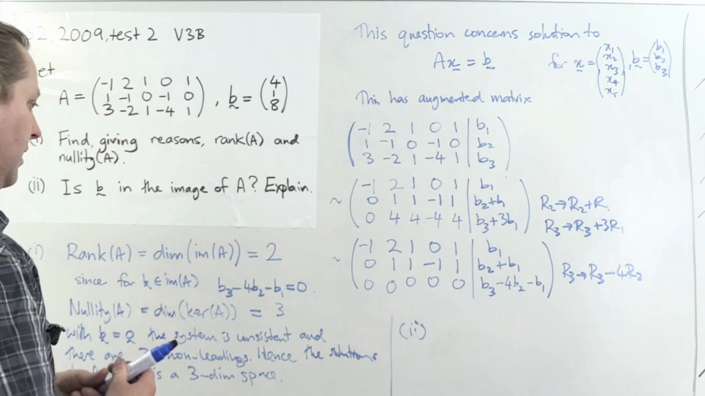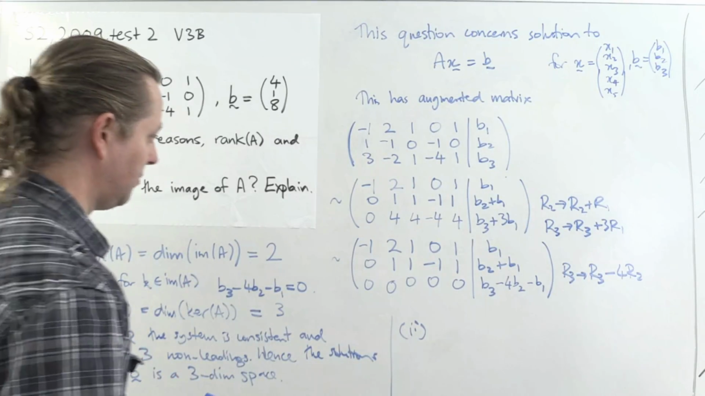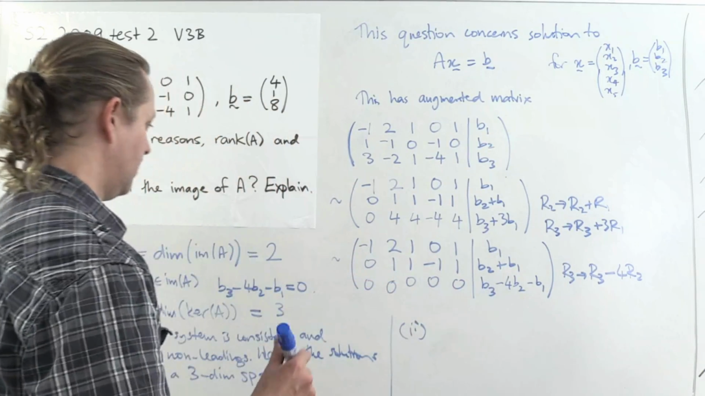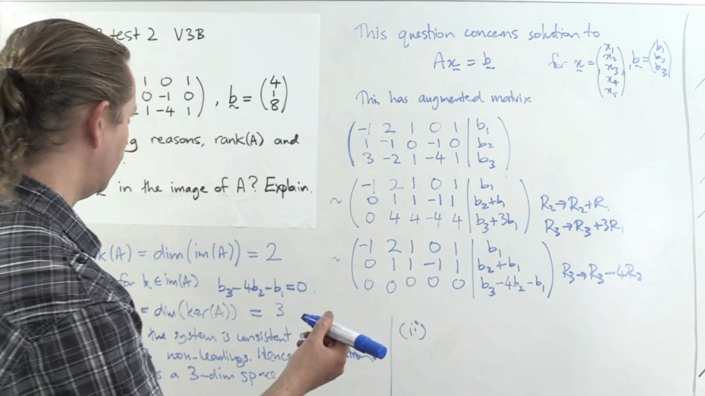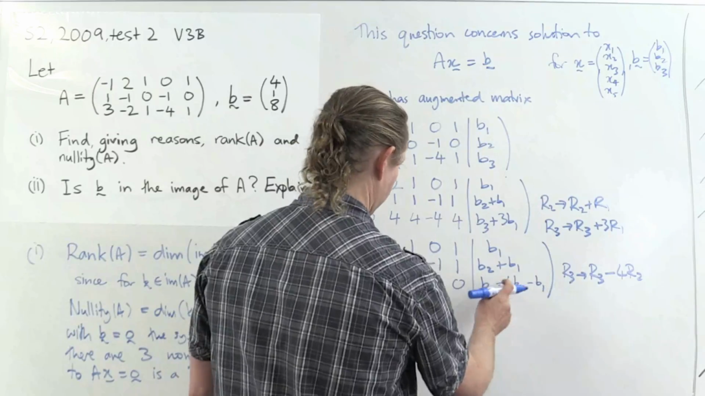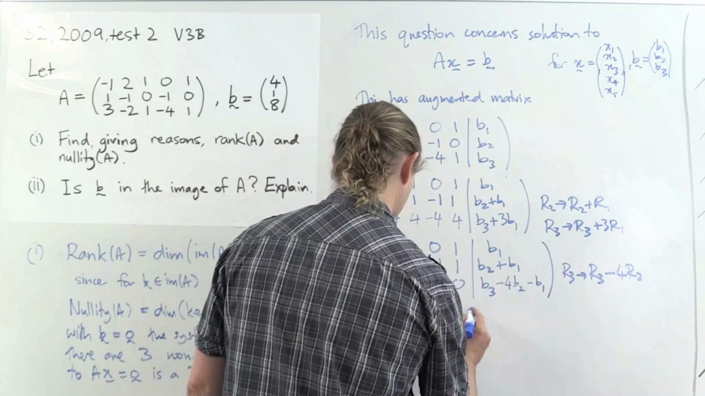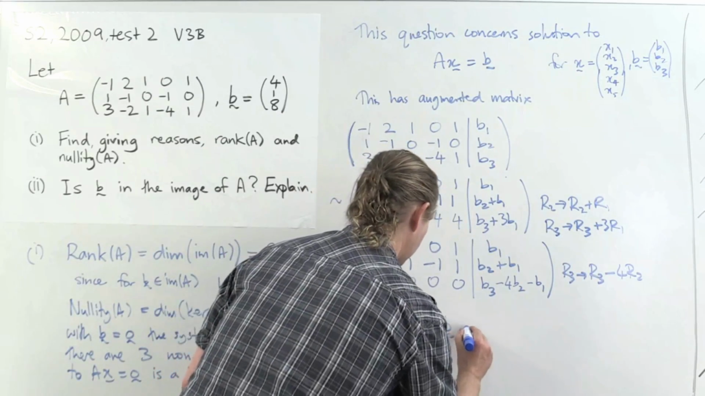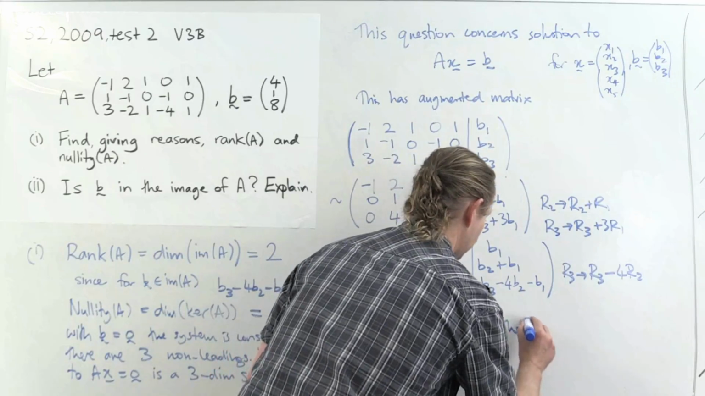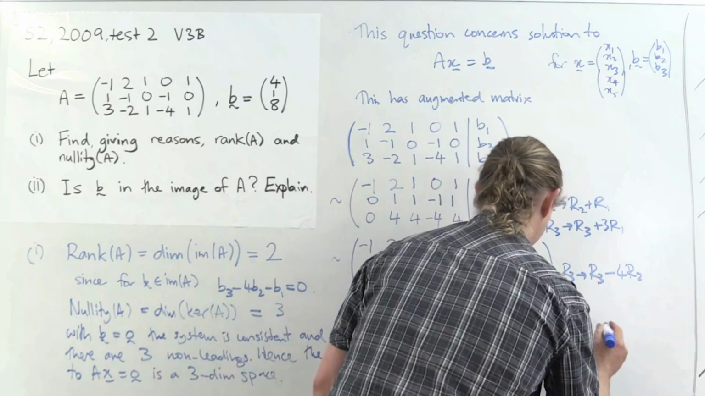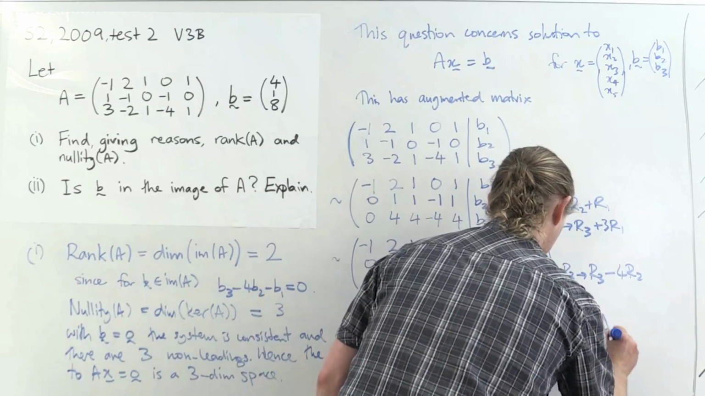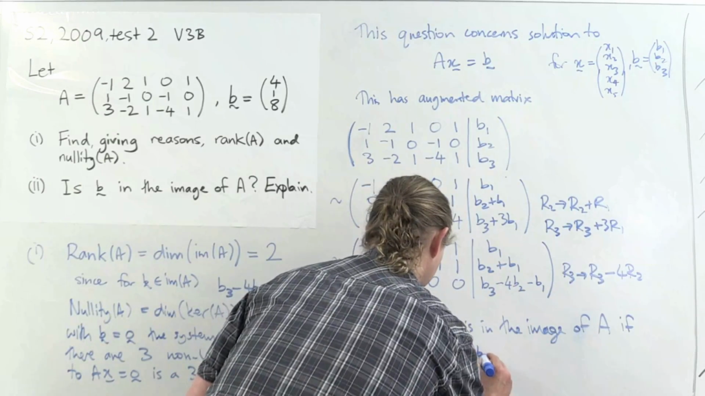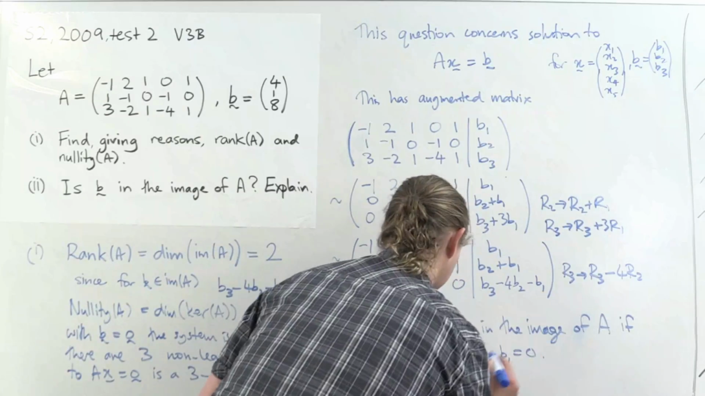Yeah. Okay, so part 2 we want to know is B in the image. In other words, does the B we're given essentially lie in that plane where that's equal to 0? So I guess I just want to check, B is in the image of A if B3 minus 4 B2 minus B1 equals 0. Let's just check that.